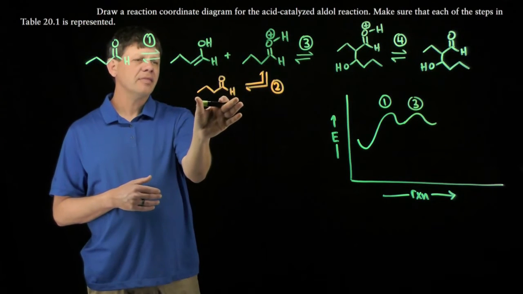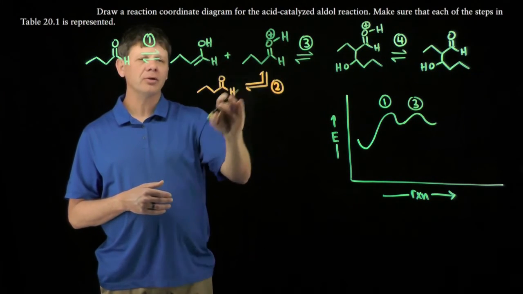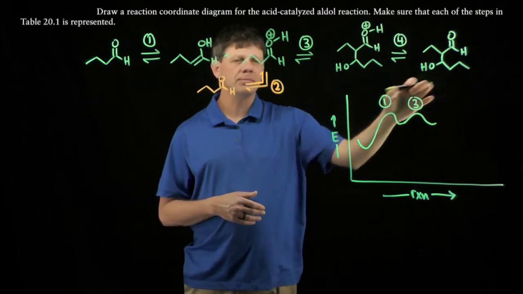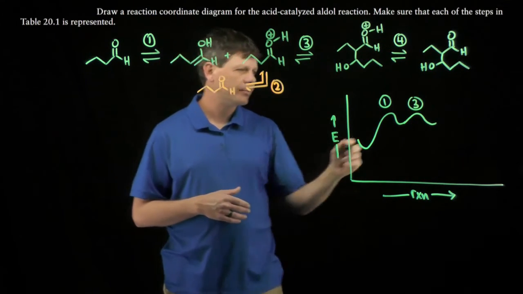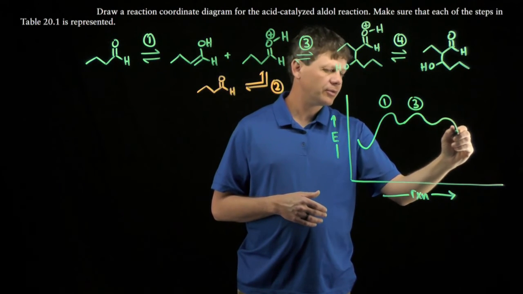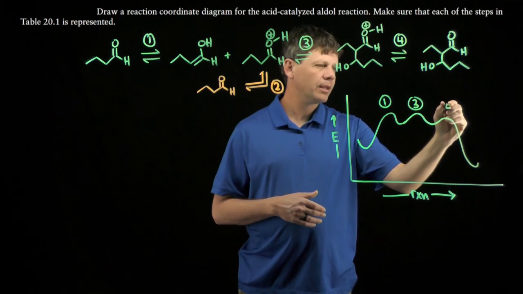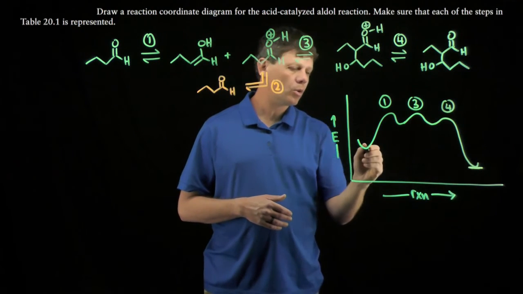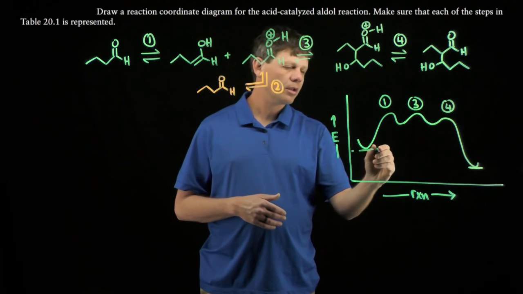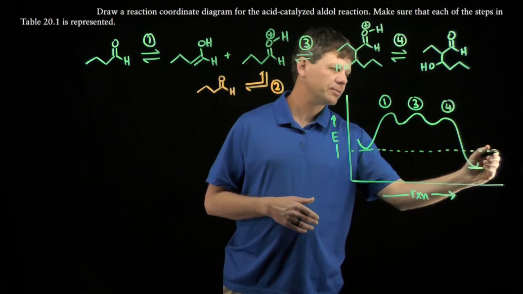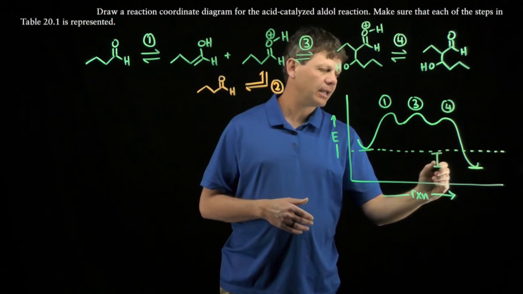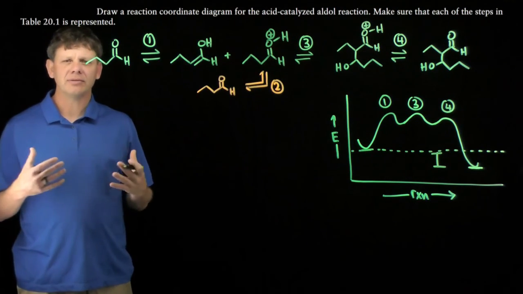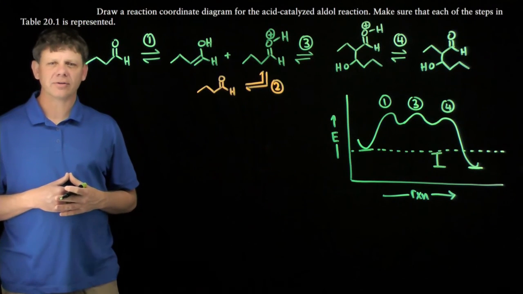We said at the beginning that protonating the aldehyde was an uphill step. It should make sense then that deprotonating the aldehyde should be a big downhill step. And so Step 4 is going to bring us down to here. And now if you notice, I've intentionally had this reaction finish below where we started because we know this reaction is a favorable reaction, and it's favorable by this value here. So it's an overall favorable reaction. These are the three steps we would show in the reaction coordinate diagram.